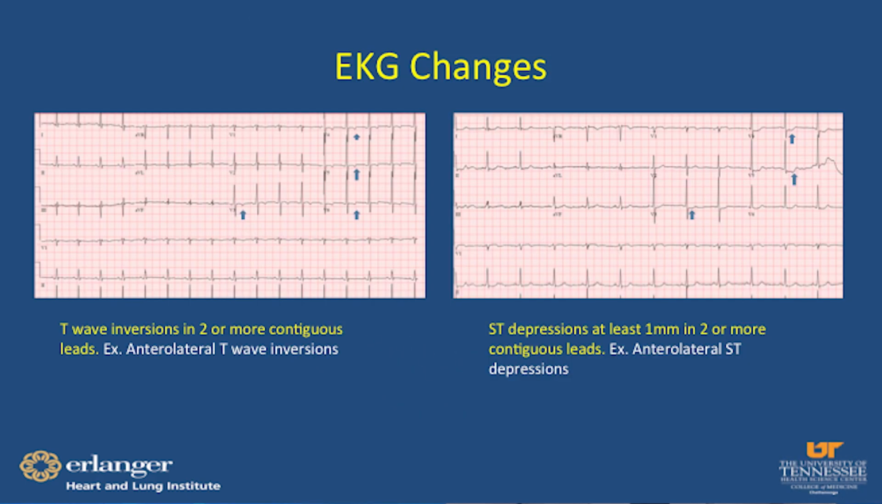EKG changes that you should be able to pick up on include T-wave inversions. In this EKG, I've placed blue arrows to point out T-wave inversions, and these would be new changes. So if you have a baseline EKG to compare the new EKG to, that is always helpful. New T-wave inversions can signify ischemia in a certain area of the heart. And the other would be ST depressions. ST depressions typically are 1 millimeter or more in depth, and they must be in 2 or more contiguous leads.